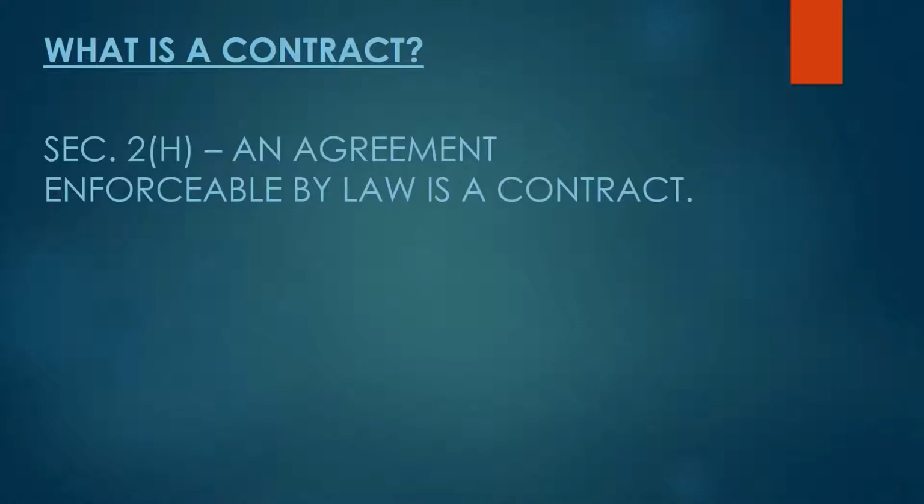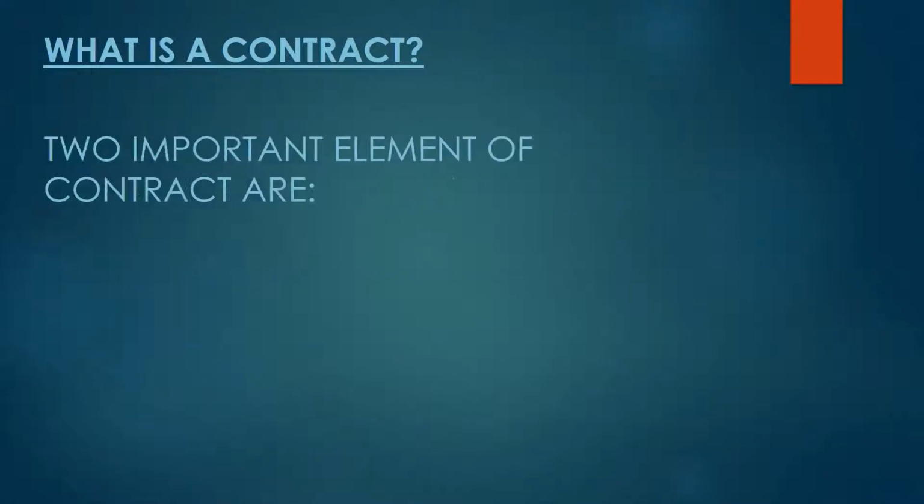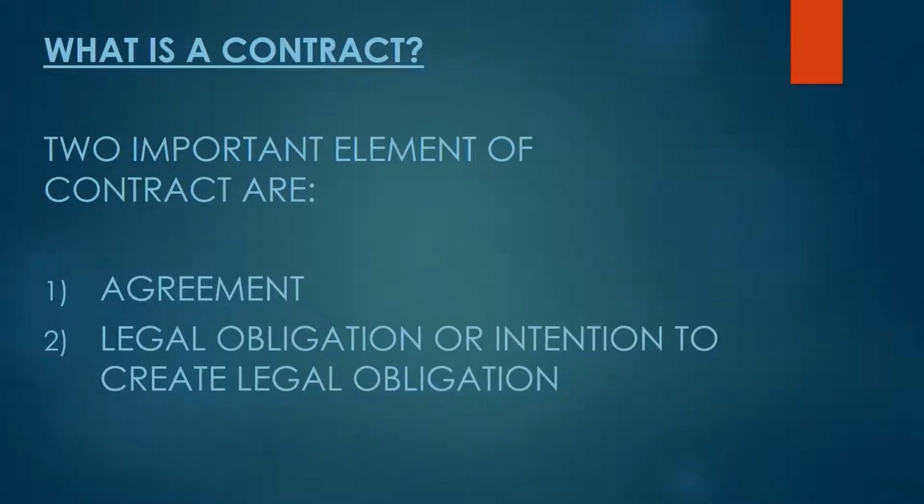Friends, it is important to remember the sections of some important definitions under the Act. This will help you fetch more marks in the exam. So the contract is defined under section 2H. For a contract, apart from an agreement, there must be a legal obligation under the Act, under the agreement. If there is no legal obligation, then it is not a contract. So two important elements of contract are: first, there should be an agreement. Two persons should agree on something. Second, the agreement must create or intend to create a legal obligation.